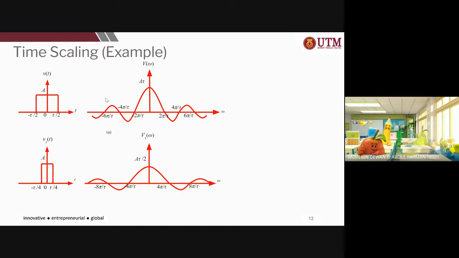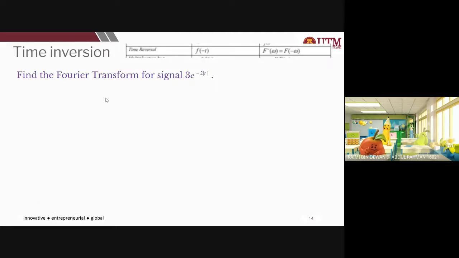Okay, so you see, this one explains what I explained. The next is time inversion. Time inversion, maybe you will learn in your tutorial as well. This one is also direct, where you have a negative time in the time domain, which is the inversion. So it will translate to a similar inversion in your frequency domain. You see here is F of omega. Now you have negative omega. You can try this example at home.